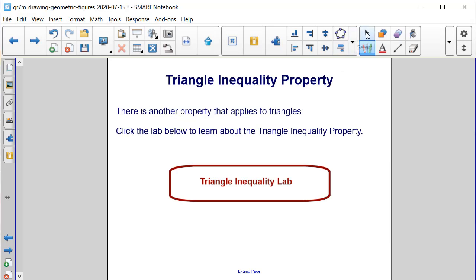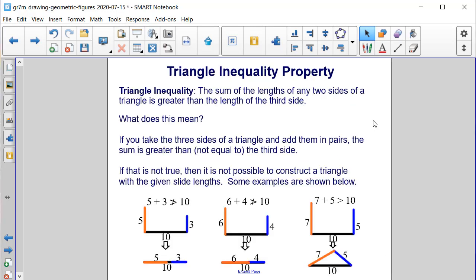There's another property that applies to triangles. It's called the triangle inequality property or triangle inequality theorem. The triangle inequality theorem states that the sum of the lengths of any two sides of a triangle is greater than the length of the third side. Well, what does this mean? It means that if you take the three sides of a triangle and add them up in pairs, the sum is always greater than, cannot be equal to, the third side. If this is not true, then it is not possible to construct a triangle with those given side lengths.